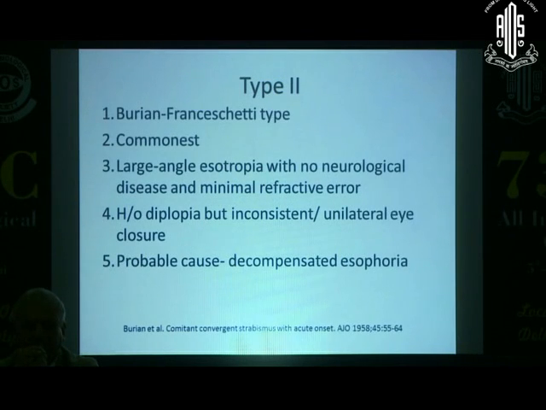In type 2, the Burian-Franceschetti type, it is the commonest. It is the most common type which one would see. It is a large angle esotropia with no neurological disease and no very significant refractive error, a common magnitude of myopia or hypermetropia, history of diplopia but inconsistent, and the patient is not so unhappy because he can move about. Sometimes when we have discussed surgery, the patient has said, okay, I'll come back, I'll try and see, I'll come back.